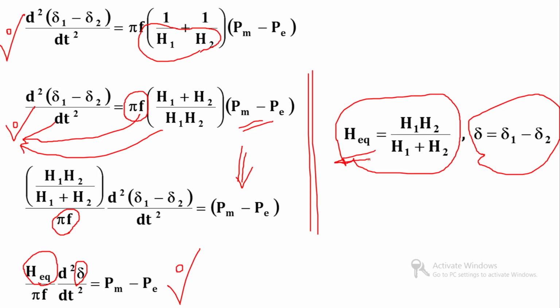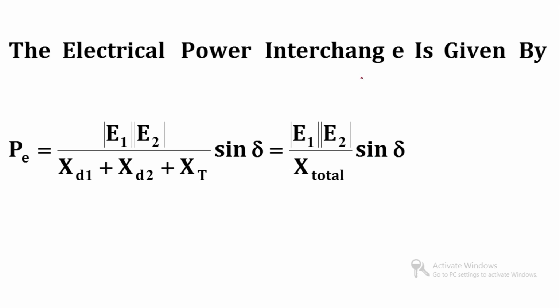For two machine system, the equivalent inertia constant is equal to H1 into H2 upon H1 plus H2, and the equivalent angle delta is equal to delta 1 minus delta 2. And next, electrical power, or we can say the power angle equation for two machine system, is E1 into E2 divided by X total. Clear?